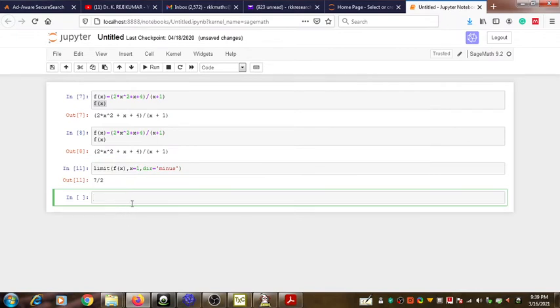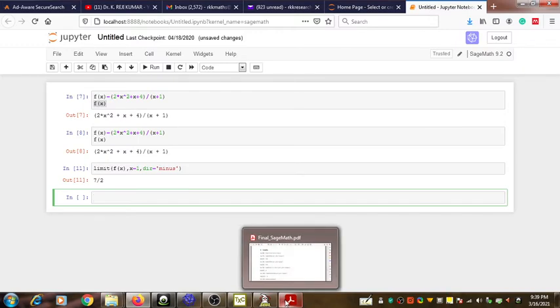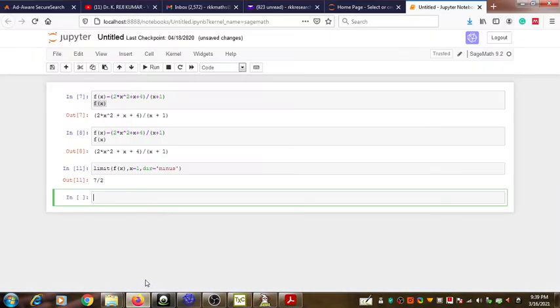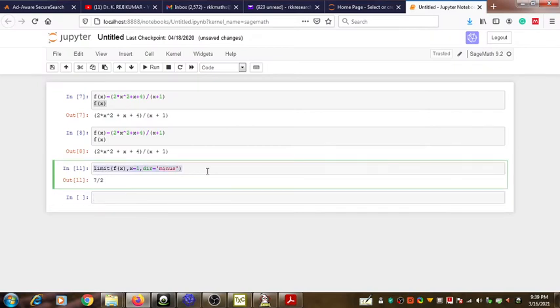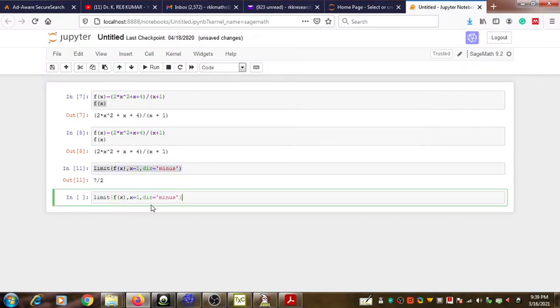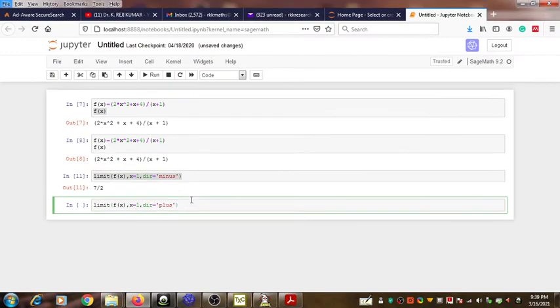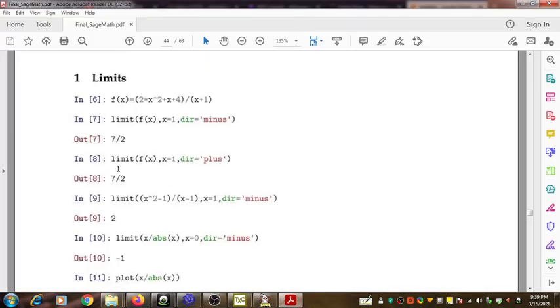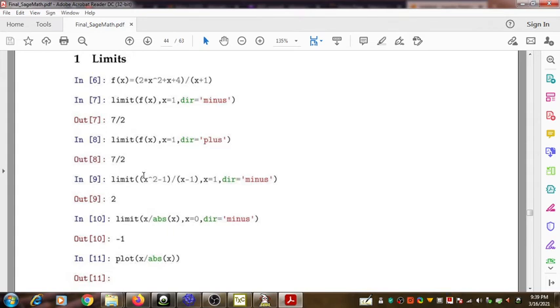You can try the other limit. For that you can copy the same command, the whole thing, and after that, if you want the right limit, you can type plus. Then take the output. You are getting 7/2. The right limit is 7/2.